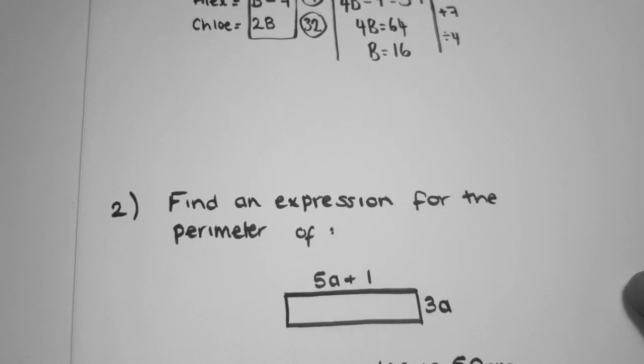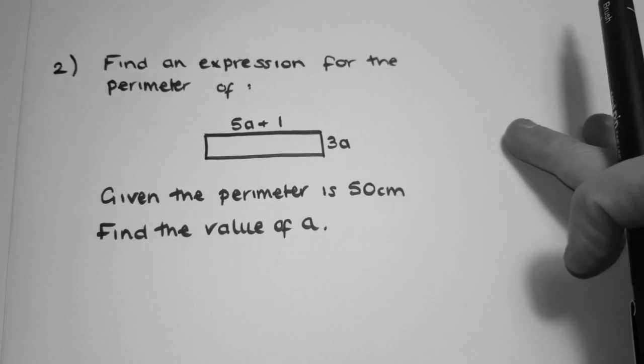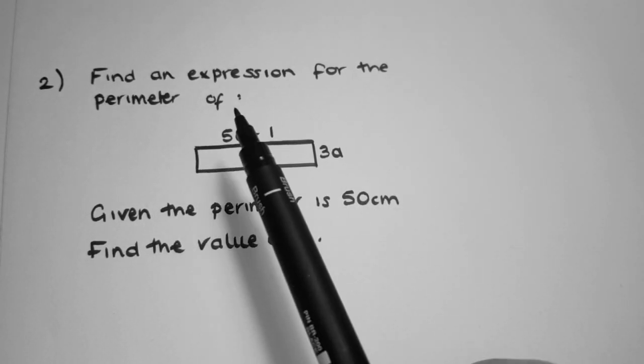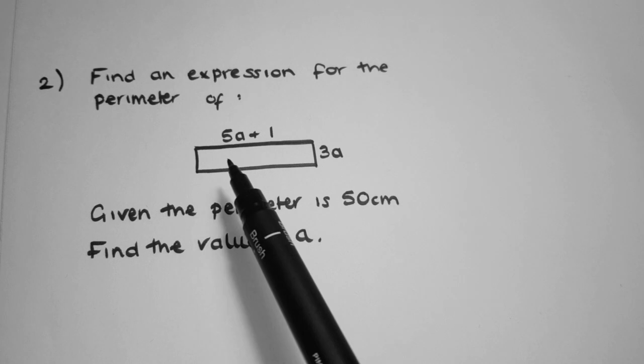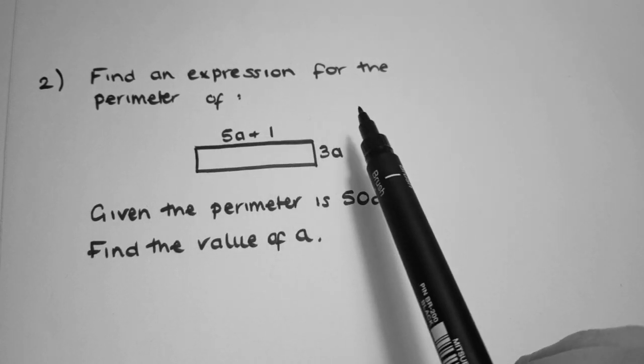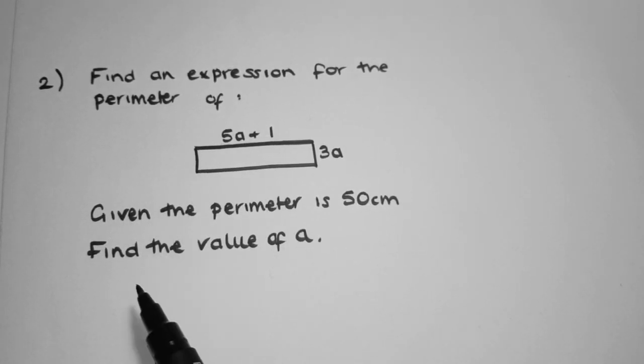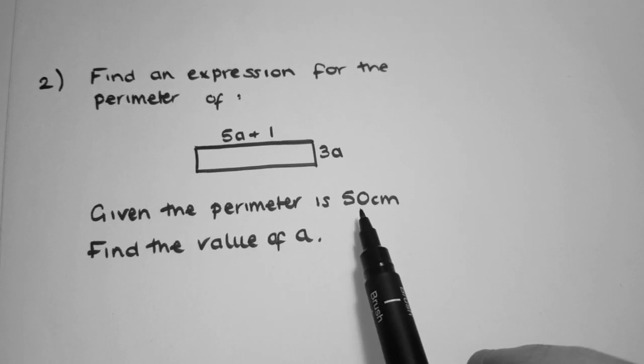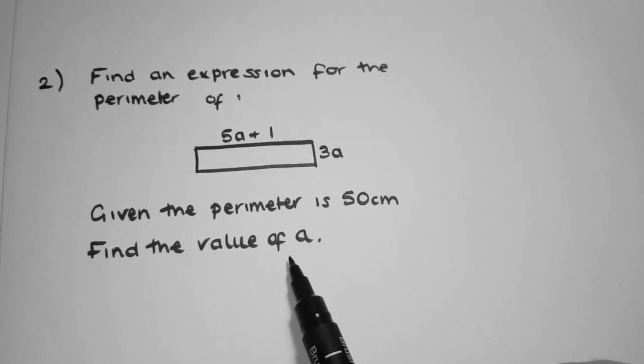Right, and the second worded problem I've given has a bit of perimeter involved. So we want to find an expression for the perimeter. So this just means I want something in terms of A that tells me the perimeter of this shape. And then afterwards, they've told us what the perimeter actually is as a number. We want to use that to find our value of A.